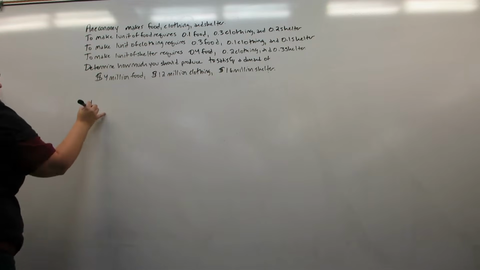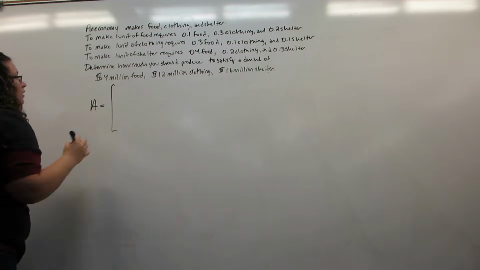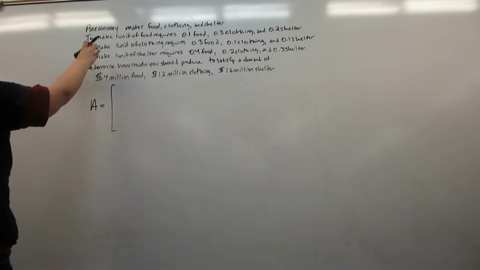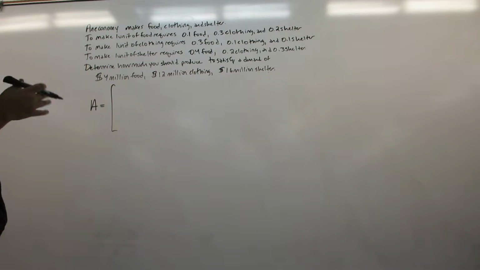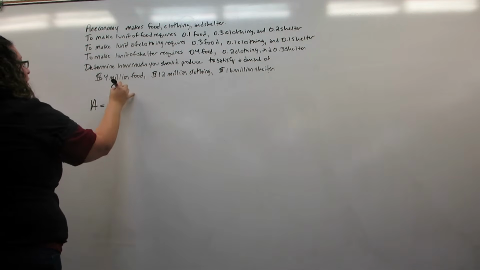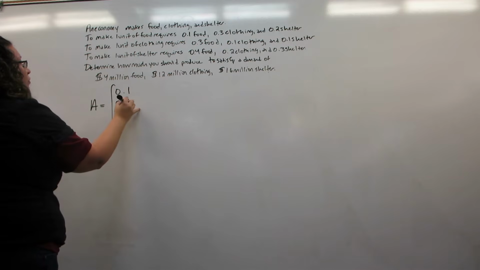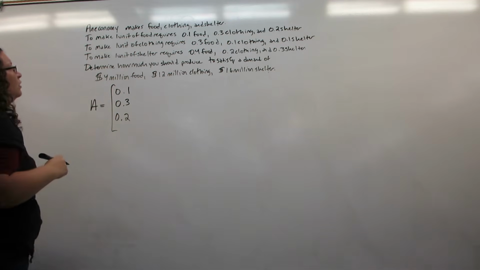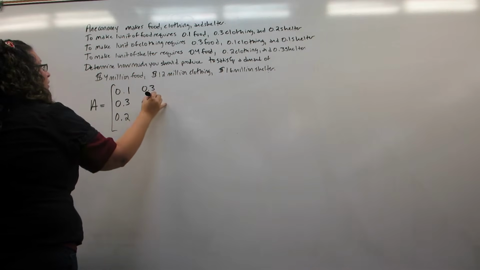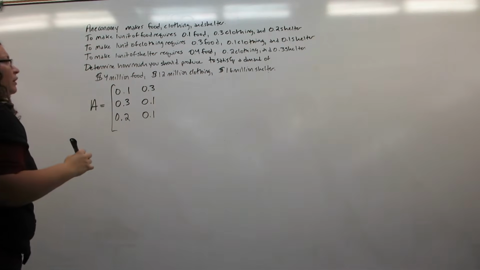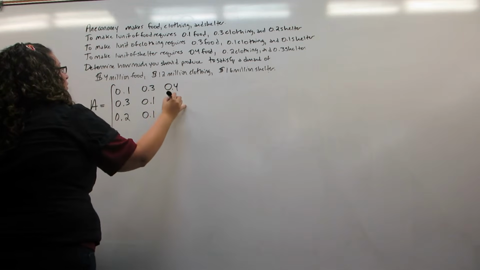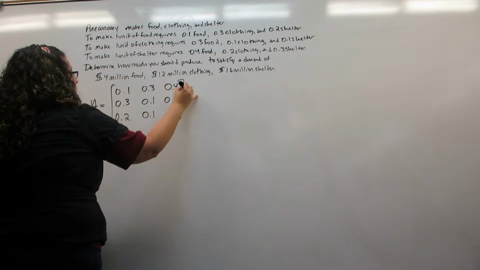So first, we're going to come up with our input-output matrix. Each column represents a line here that tells us how much we need to make food, clothing, and shelter. So to make food, I need 0.1, 0.3, and 0.2. To make clothing, I need 0.3, 0.1, and 0.1. And to make shelter, I need 0.4, 0.2, and 0.3.